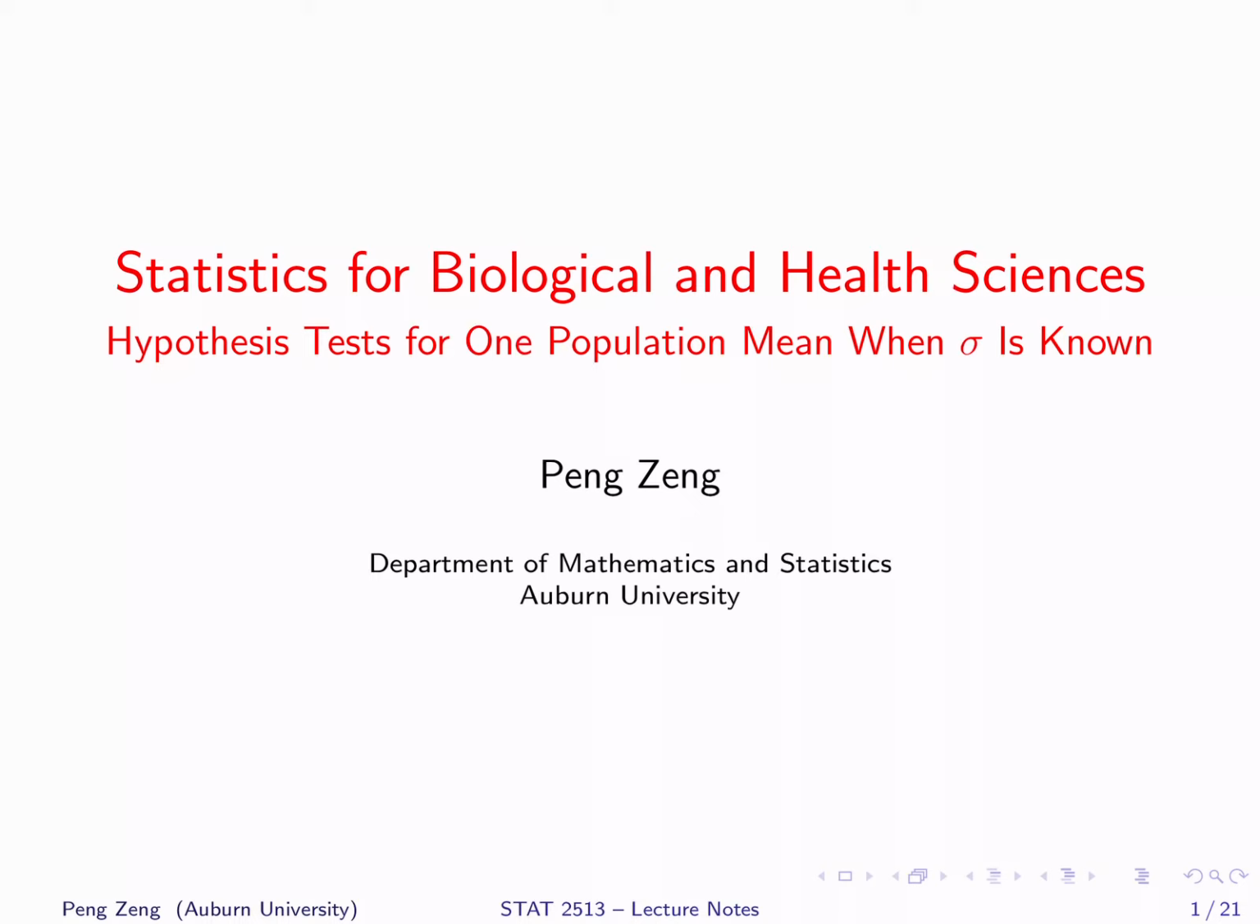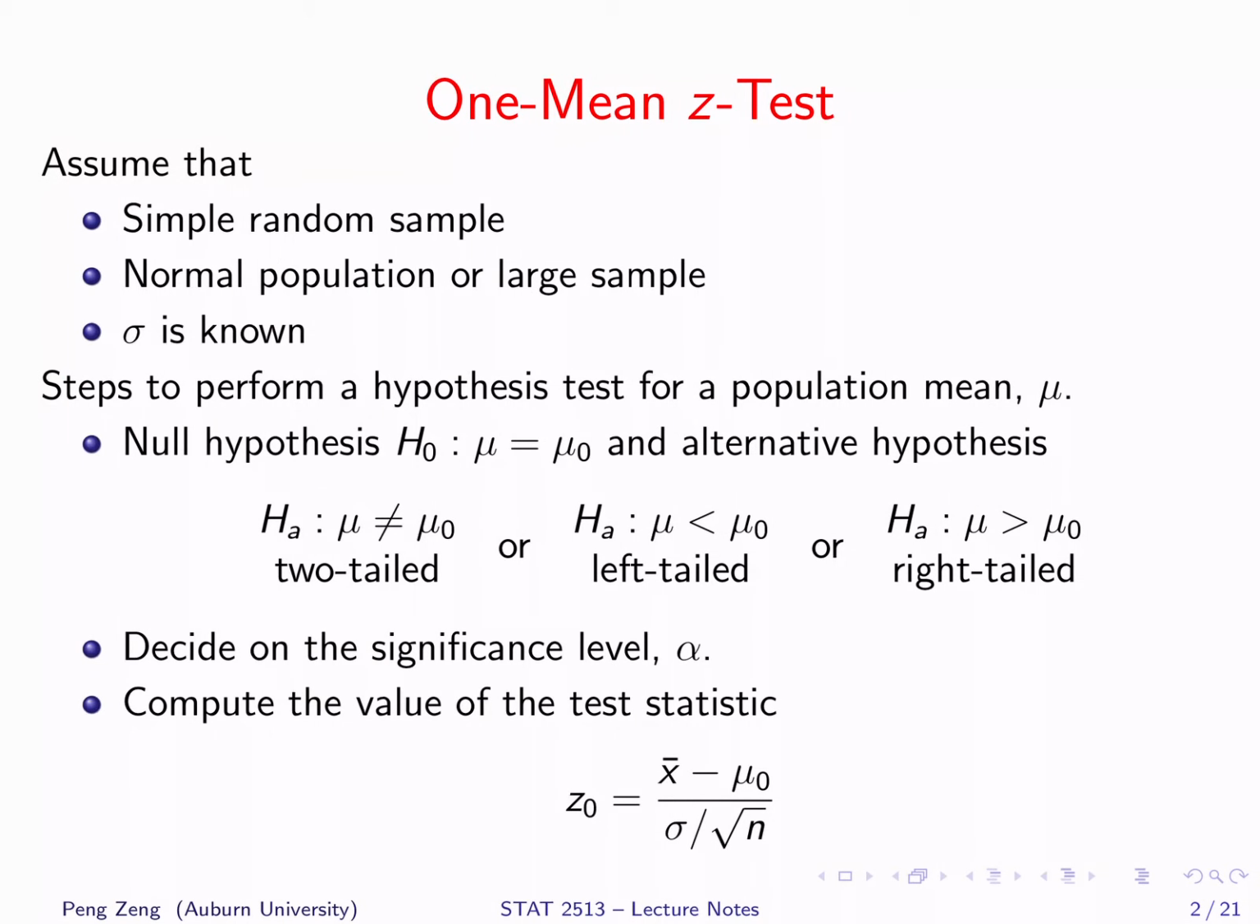This section discusses hypothesis tests for one population mean when the population standard deviation sigma is known. The one-mean z-test is used to compare the population mean with a given constant mu0. We assume that the data is a simple random sample. The population distribution is normal, and the population standard deviation is known.